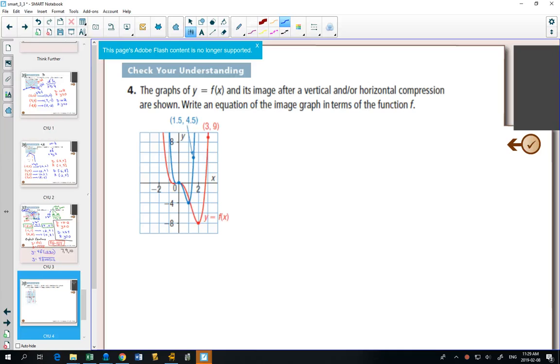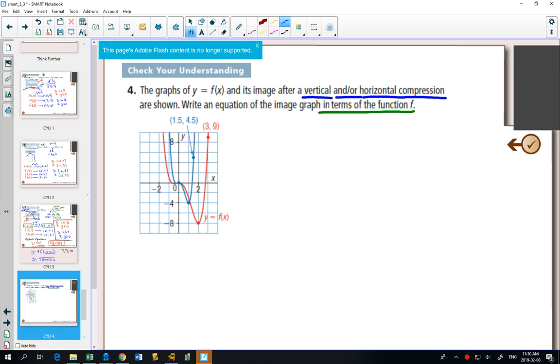We have both graphs drawn. The original one is in red, that's f of x. And they tell us there's been vertical and/or horizontal compressions that have happened. We need to write the equation of the image in terms of the function f.